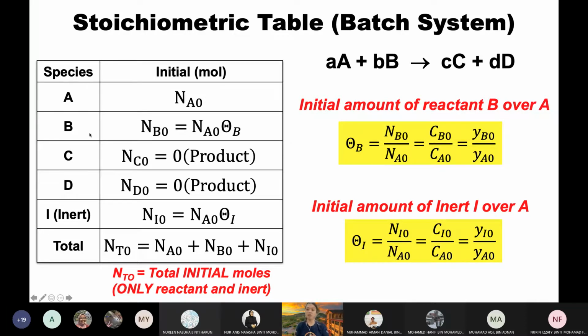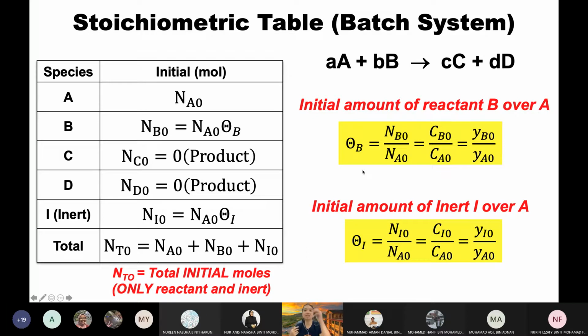Species B, okay, kita pun nak tahu how much is the initial mole of B. Tadi initial mole of A is NA0. Now you want to know initial mole of B, NB0. So NB0 is actually equals to NA0 theta B. Okay, so NA0 tadi yang kamu dah tahu kan, katakan 5. Tapi sekarang 5 ni kamu kena darab dengan theta B. So sekarang kamu jumpa satu lagi simbol. So as I said, memang banyak simbol kamu kena jumpa. The first symbol that you will meet is now theta B. Okay. Apa tu theta B?